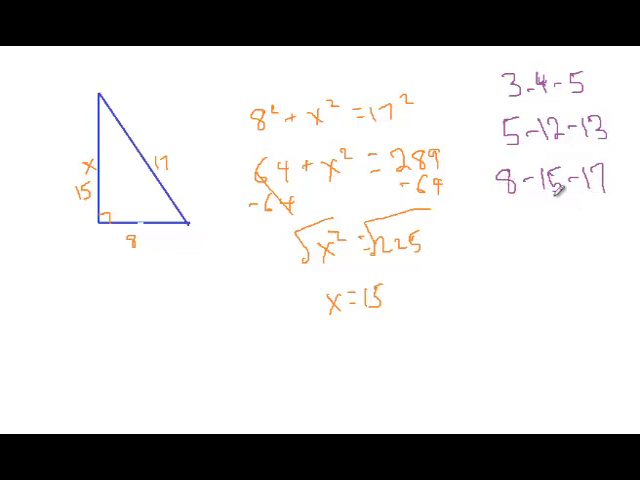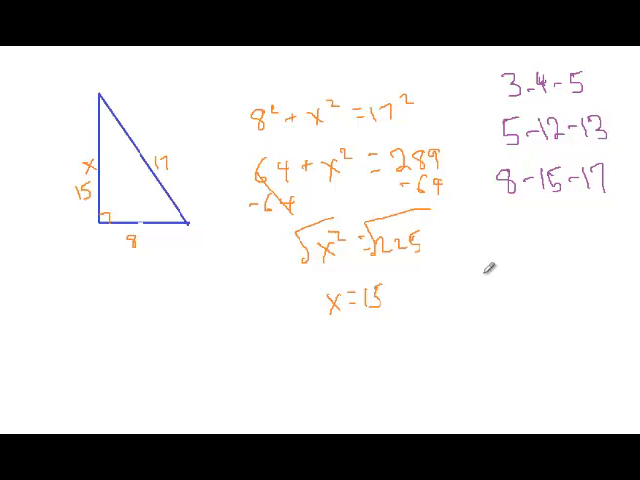If the hypotenuse is 17, the legs can be 8 and 15. The reason is because the squares add up to each other. 3 squared is 9 plus 4 squared is 16 equals 25. 5 squared is 25 plus 12 squared is 144 equals 169, which is 13 squared. And as we just saw, 8 squared is 64, 15 squared is 225, and they add up to 289, which is 17 squared.